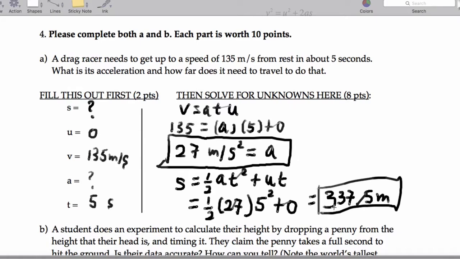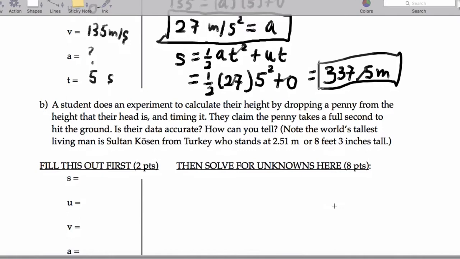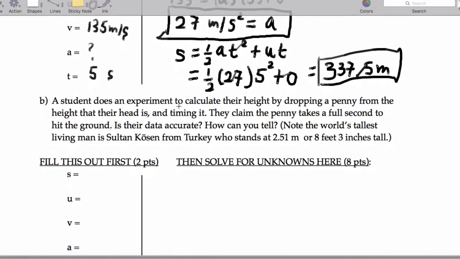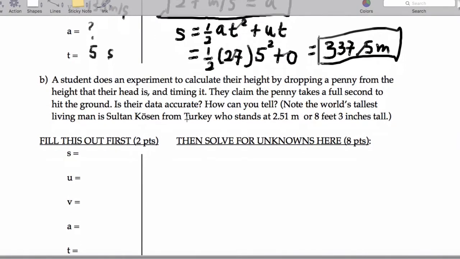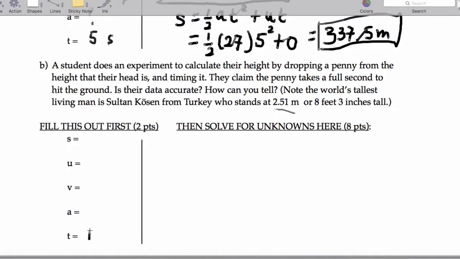Now for part B, people kind of got a little confused by the wording here. Let's keep this really simple. A student wants to calculate their height by dropping a penny from the height that their head is and timing it. They claim the penny takes a full second to hit the ground, and we want to know if their data is accurate. I don't know why people were using this number in the calculation. Read the question again. We're saying we're going to time this thing for 1 second.